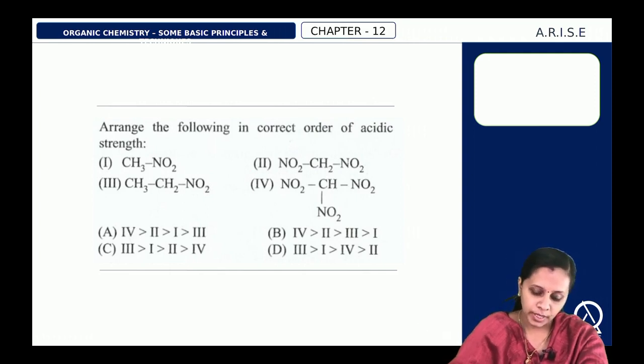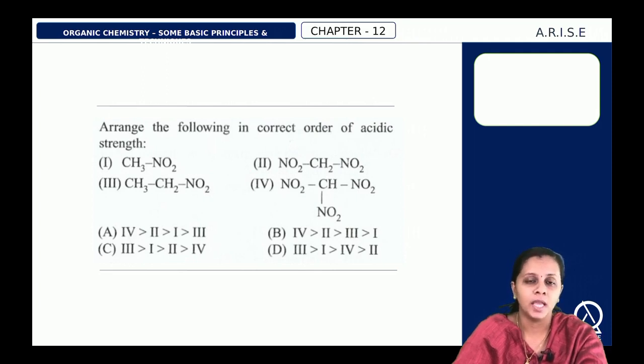Arrange the following in correct order of acidic strength. So what do you mean by acidic strength? What is acidity? If a compound can release H+, then we can call that compound an acid.